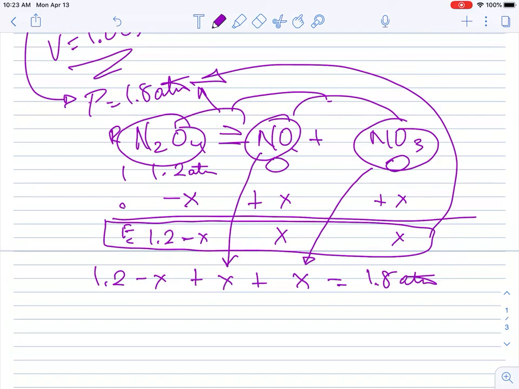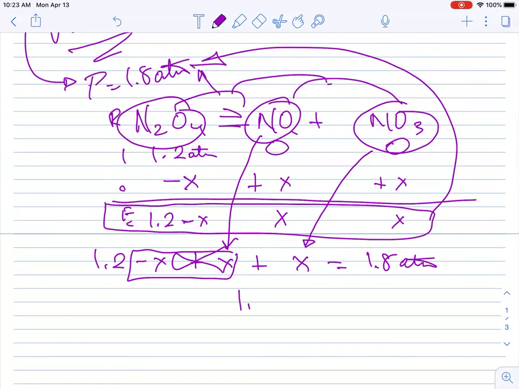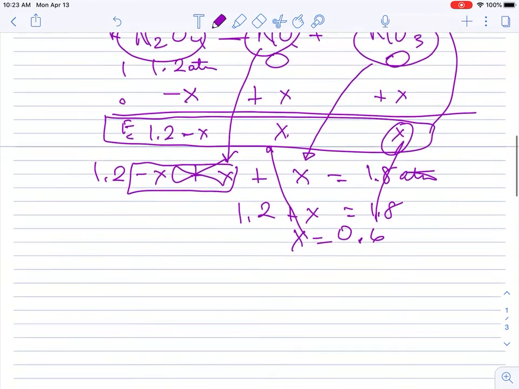Now, conveniently, I got minus x and plus x, so that just drops out. So I have 1.2 plus x equals 1.8. Check my math, but x is going to equal 0.6. If I put these numbers back in, I get 0.6, 0.6, and 1.2 minus 0.6, which gives me the pressures created by each one at equilibrium.